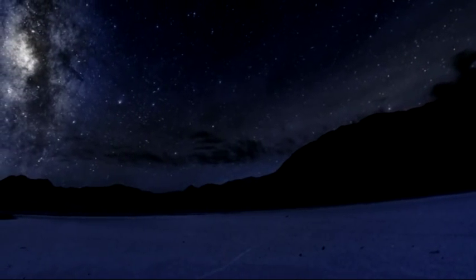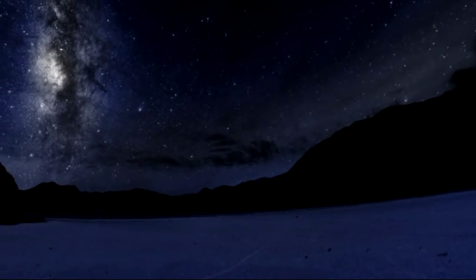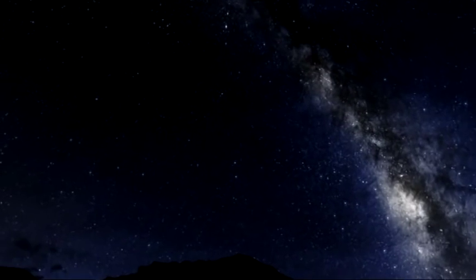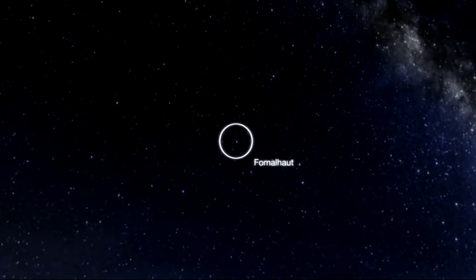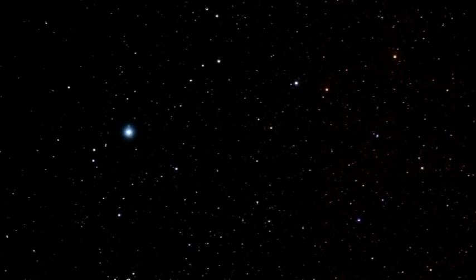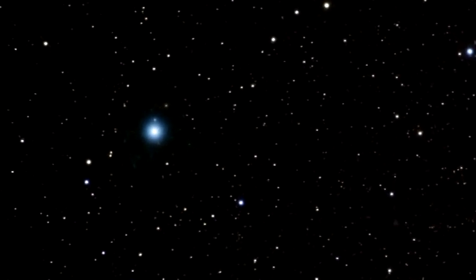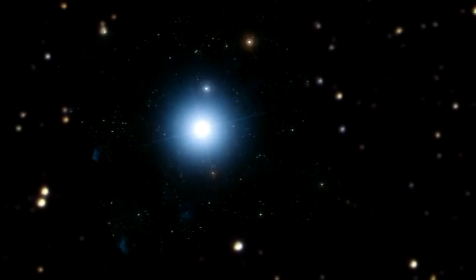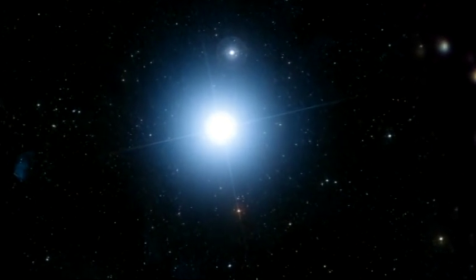Fomalhaut is visible from the southern hemisphere, and is one of the brightest stars in our night sky. Lying around 25 light years distant, it's also relatively close. Fomalhaut is much hotter than our Sun, and 15 times as bright. It's blazing through hydrogen at such a furious rate that it will burn out in only 1 billion years, 10% the lifespan of our star.